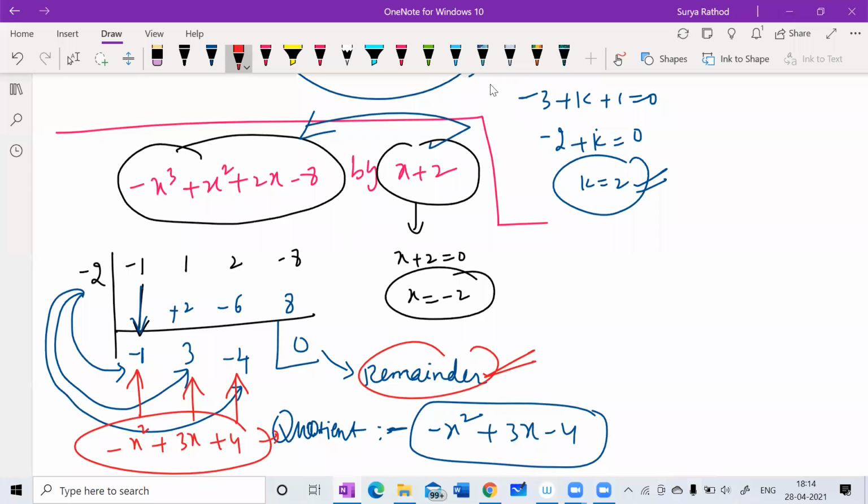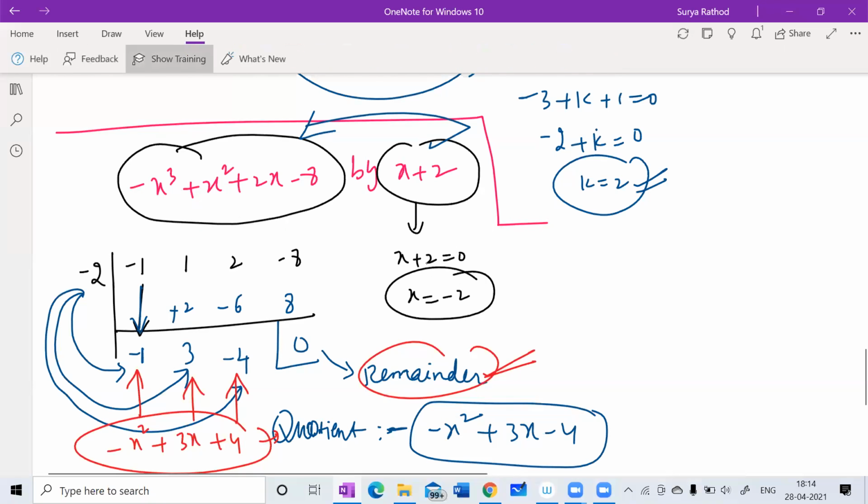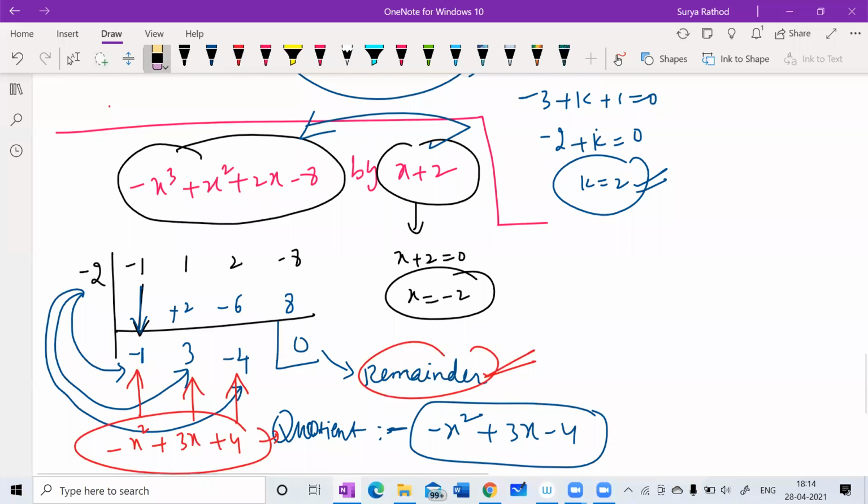Understood? Sir, shouldn't it be minus 4 instead of plus 4? So I wrote minus here, plus here, right? Just a minute. Sorry, my bad. Minus 4 only. Correct. Done? Any doubts?